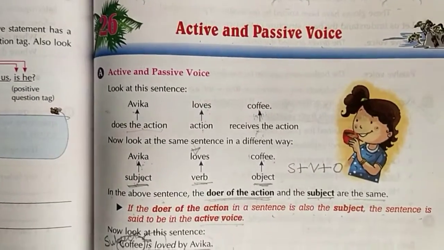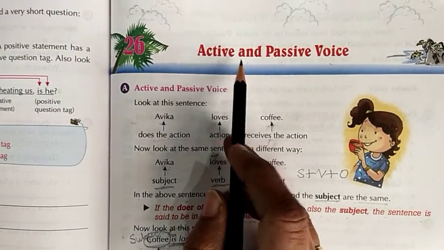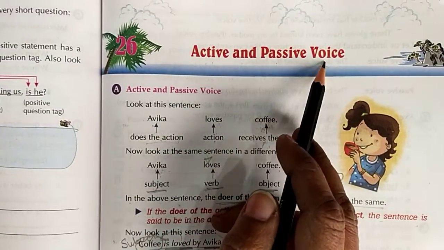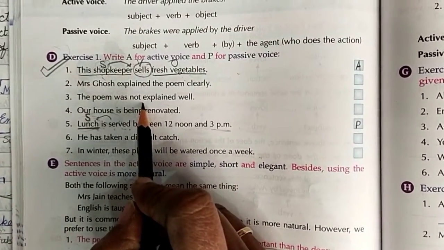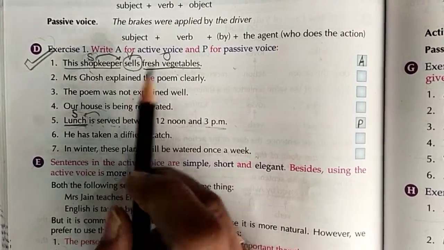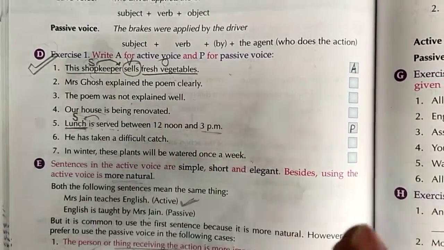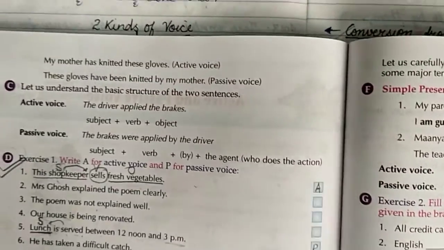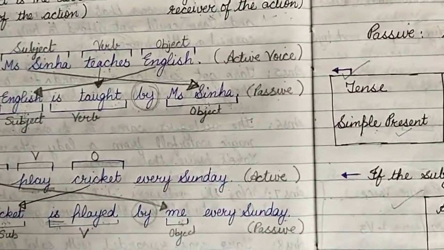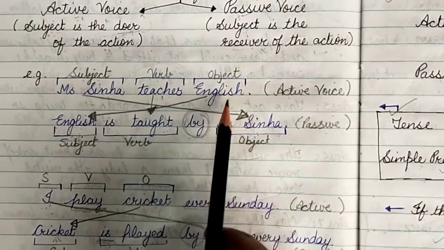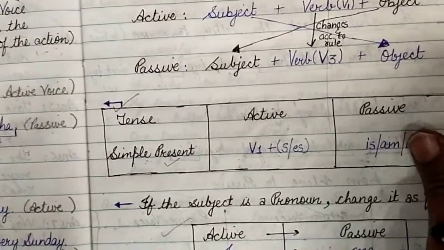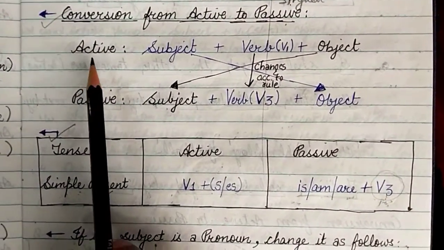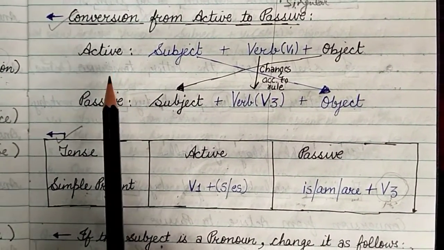Good morning, students. Now, as we've already understood the concept of active and passive voice, the first thing we understood is how to identify whether the given sentence is written in active voice or passive voice, right? And next, we understood how to convert the given sentence from active to passive. Let's quickly revise the concept: how to convert a sentence from active to passive.